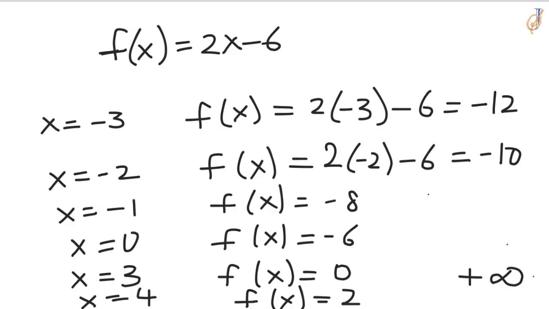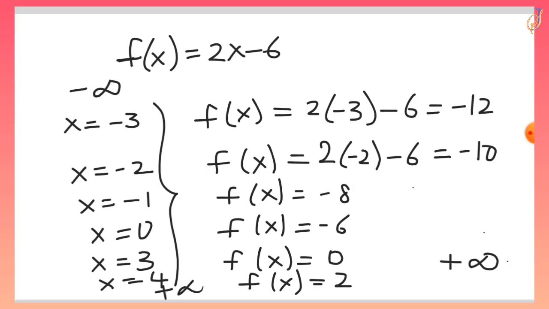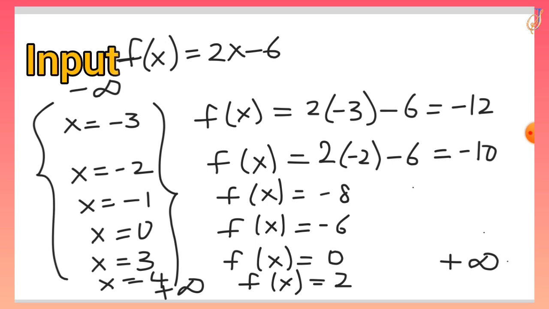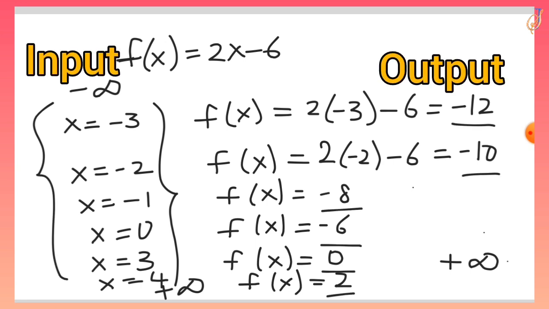So here, x can be anything. It could range from minus infinity to plus infinity. Isn't it? The x value is input, the f of x values are output. Here x value you can take it from minus infinity to plus infinity. Now let's talk about the domain.